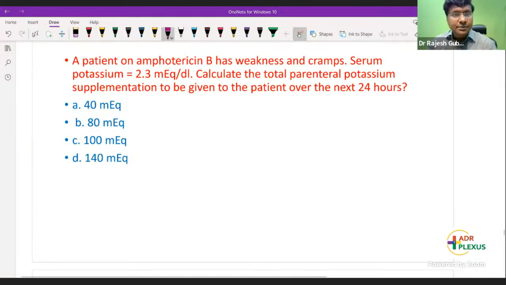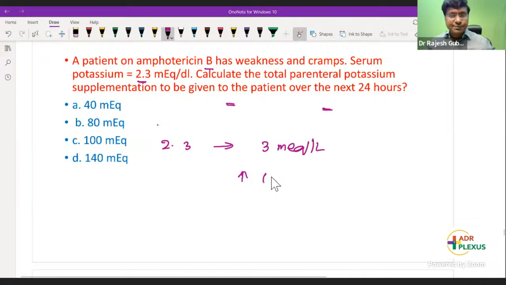A patient on amphotericin B has weakness and cramps. Serum potassium is 2.3 milliequivalents per deciliter. Calculate the total parenteral potassium supplementation to be given for the next 24 hours. This is what we have discussed, right? Yes. So you want 2.3 to become 3, and that is 0.7 increase you want.